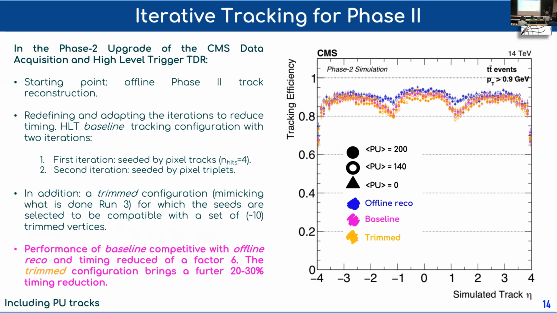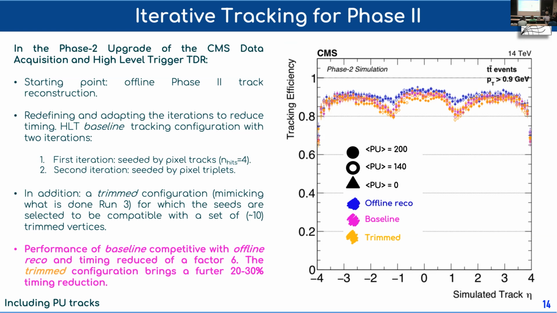And for the Phase 2 TDR that was due last year, at the end we stuck to what we know, and we developed an iteration that was in some way reasonable to have for HLT. And you see, at the end, we went for something very, let's say, classic, in the sense of a couple of iterations, either by pixel tracks and by pixel triplets, and we developed multiple iterations with the idea of trying to keep as much as possible the performance similar to the one that we had offline. And you see that apart from some drops that are, let's say, expected, we reduced the timing by a factor of 6 with respect to offline.